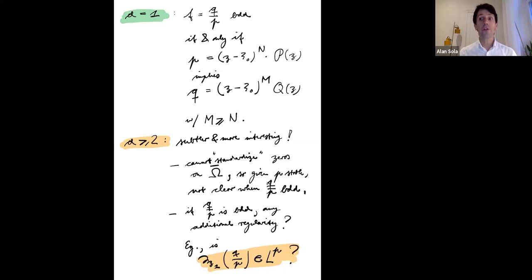The basic reason here is that you can't standardize zeros of a function of several variables in the same way that you can consider factors of the form z minus zeta naught in one variable.